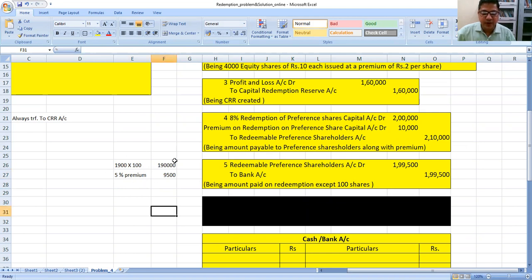On 1,90,000 we have to find out the 5% value. 1,90,000 plus 9,500. How much will come?